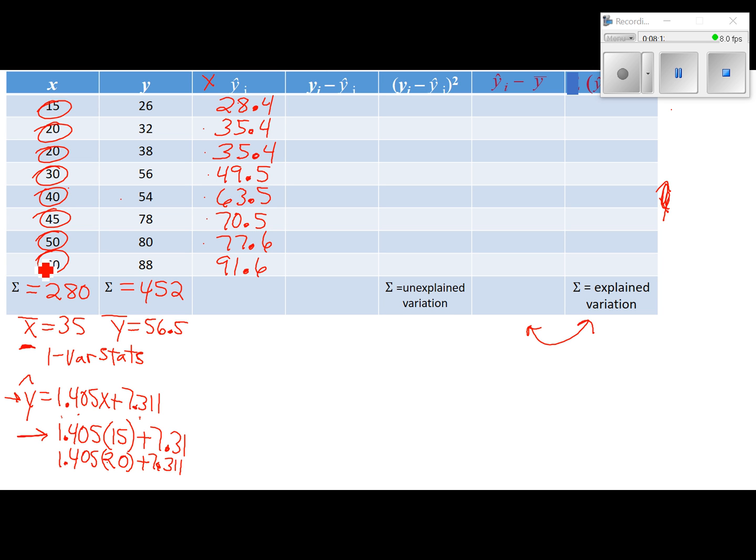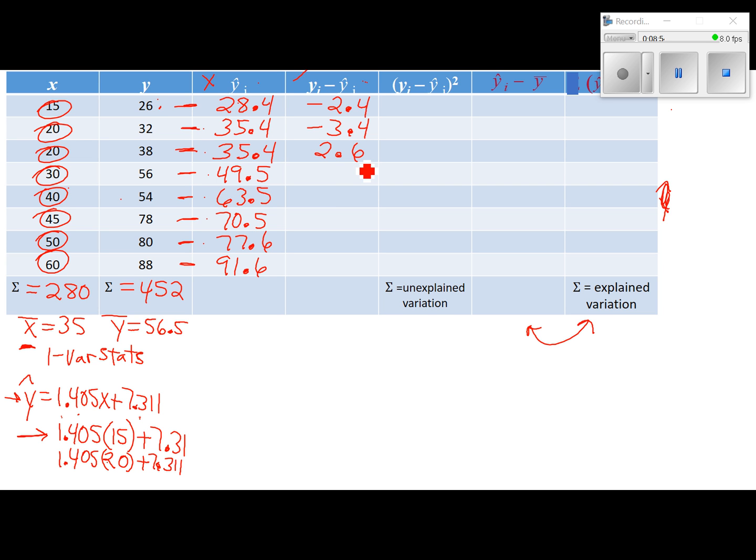Then this next column, you'll notice right here, we got y, we got our y hat, and all this column's doing is subtracting those two. So we just take this number minus that number in each one of these. Just subtract all the way down through here. On the first one, if I subtract 26 minus 28.4, I end up with negative 2.4. Next one, I end up with negative 3.4. Same thing on this, or no, I'm sorry, this is 38 minus that, so that's 2.6.